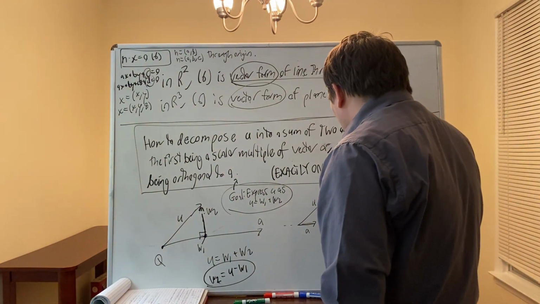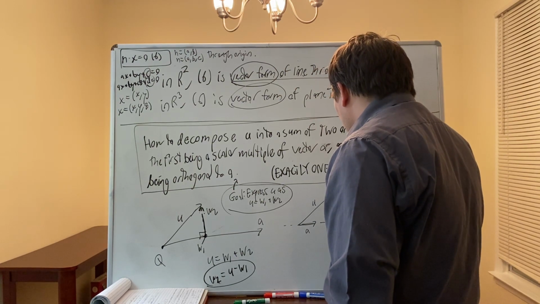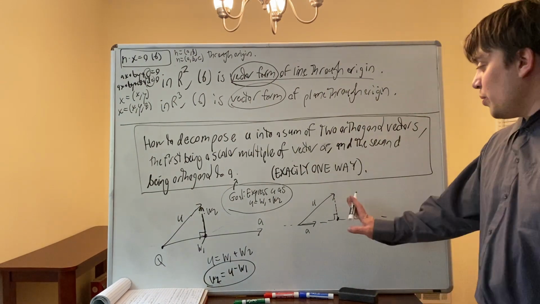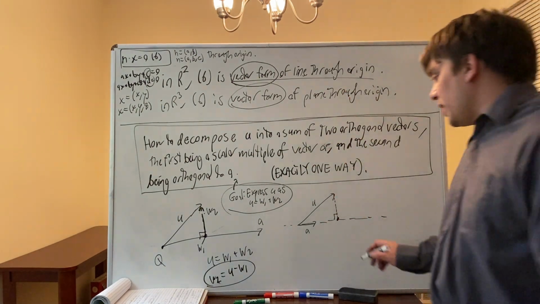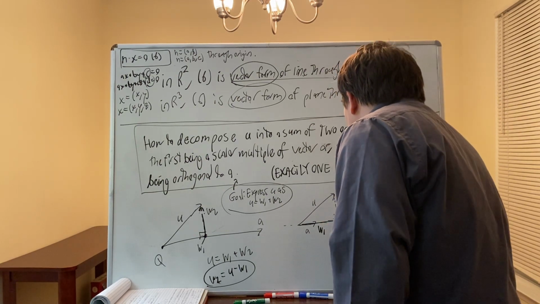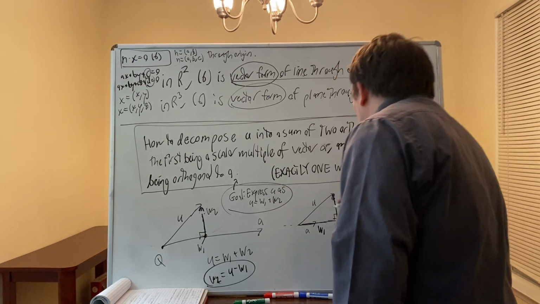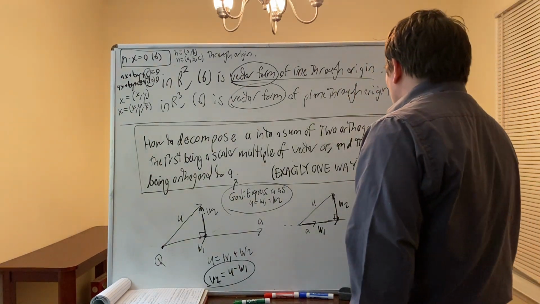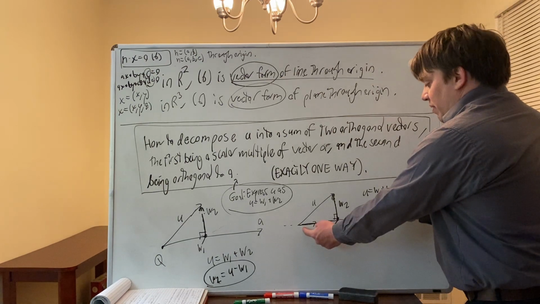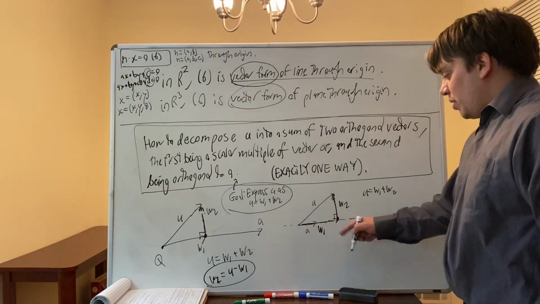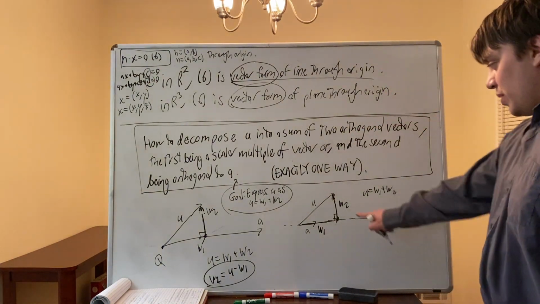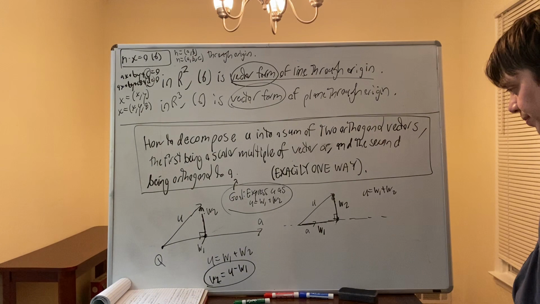So I'm going to draw a perpendicular from the terminal point of U to A. The point where I end up is where I have to go along that line in order to then move perpendicularly to get to the terminal point of U. And so now this vector is going to be W1, and that vector is going to be W2. Now U is equal to W1 plus W2, where W1 is a scalar multiple of my given A, and W2 is orthogonal to A. Okay?